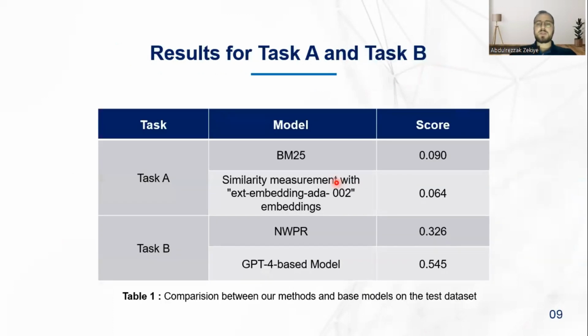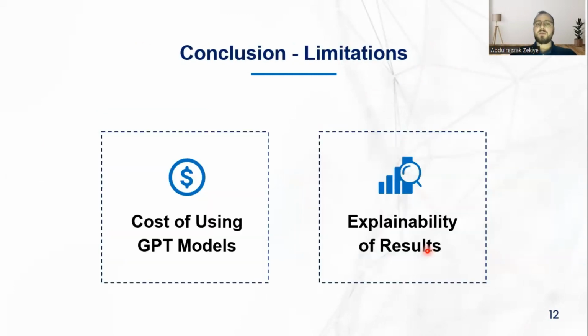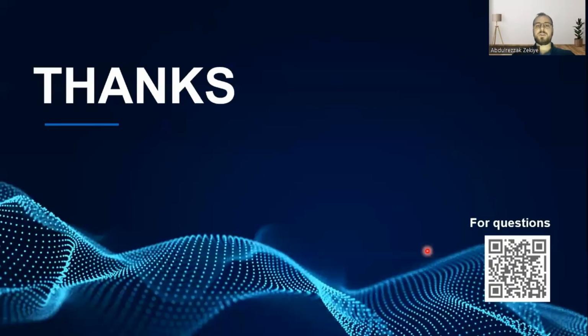This is the result. In task A, we achieved lower than the base model, but for task B, we achieved higher than the base model, and the increase in performance in task B is about 67%. Finally, the conclusions and limitations are the cost of using those GPT models, especially GPT-4, and the explainability of the results. Thanks for listening.